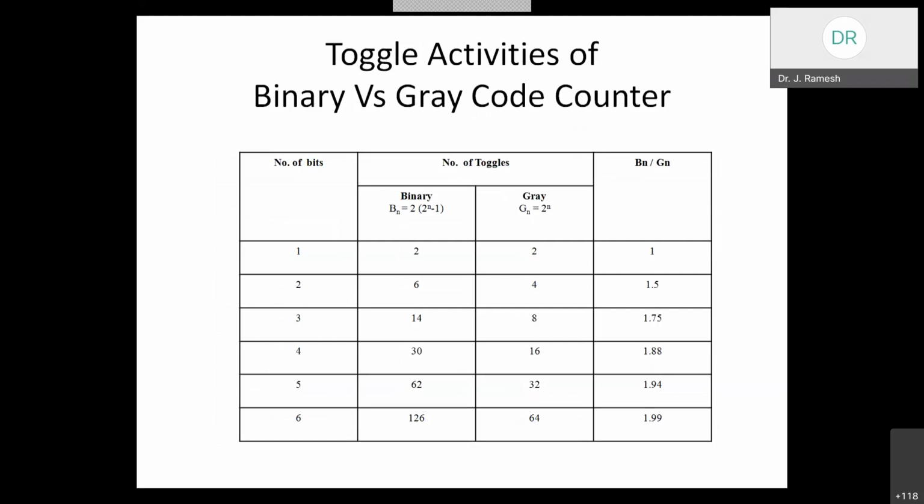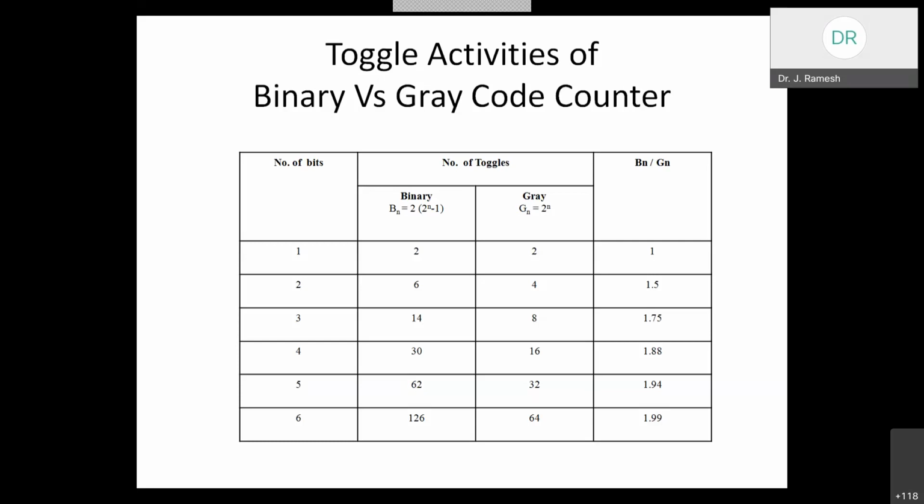The number of bits is varied, starting from 1, 2, 3, 5, and 6. So we can generalize the number of toggles in binary as well as gray. For binary it will be 2 into 2 power n minus 1, and for each bit count the number of toggles is listed here: 2, 6, 14, 30, 62, and 126. But in the case of gray code, the number of toggles will always be 2 power n, and there also you can see the number of toggles listed.